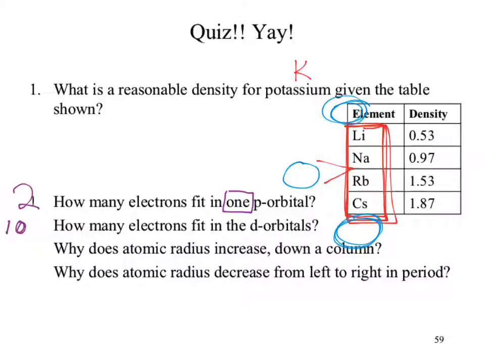You just said more protons, mine got smaller. Cesium has more protons than hydrogen. So your argument of just the number of protons and electrons is irrelevant. Okay, that does not work.